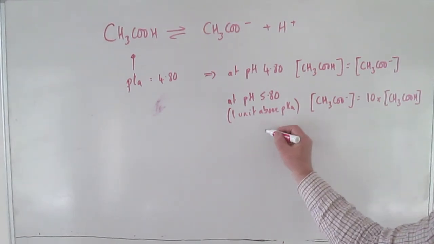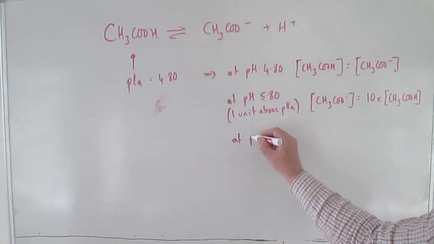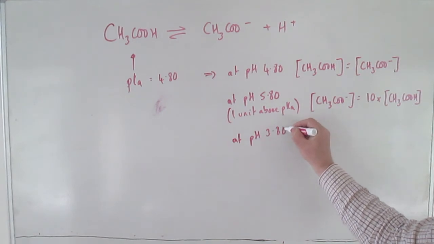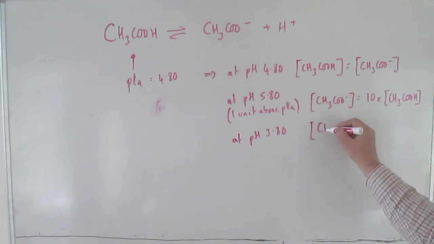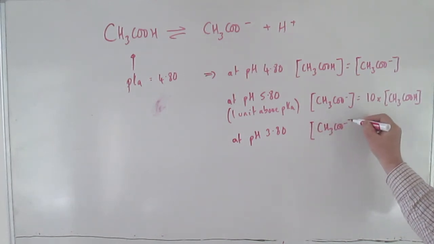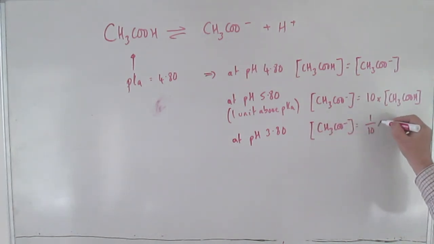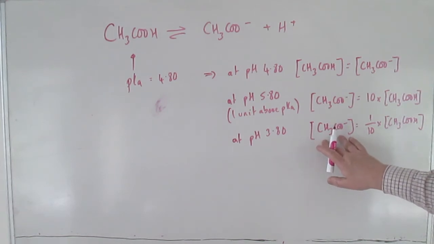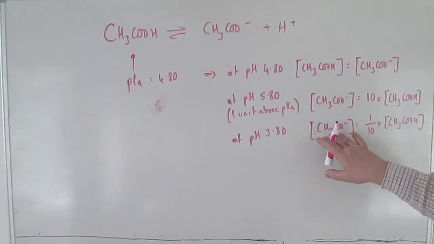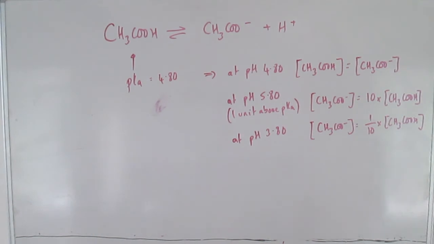Likewise, at pH 3.80, so 1 unit below the pKa, you find that CH3COO- is just 1/10 of the free acid concentration. And so now we've got the opposite situation, where we're approaching the limit of when the concentration of the conjugate base is becoming too low to have very much ability to mop up added acid.